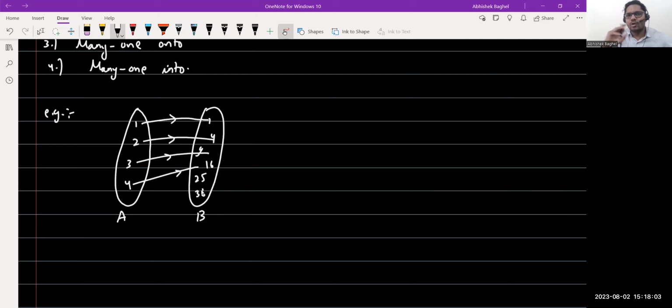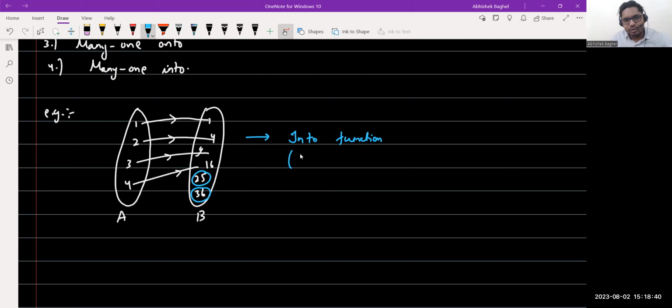Basically, you can see that in side B, not all elements are related. You can see that 25 and 36 are left. They are not related with any element of side A. Such types of functions are called into functions. If at least one element gets unrelated inside B, we call such a function an into function.